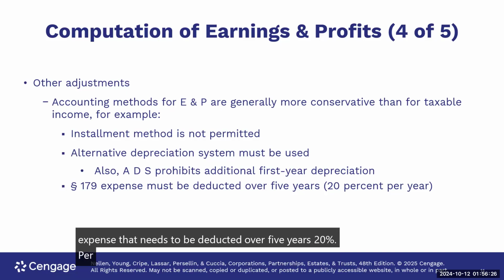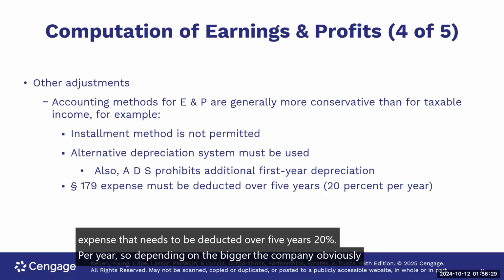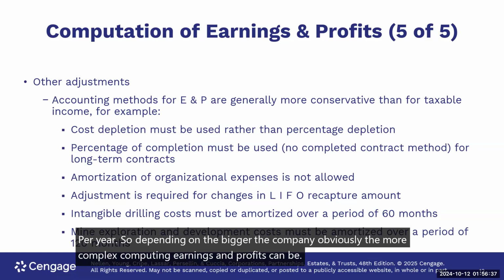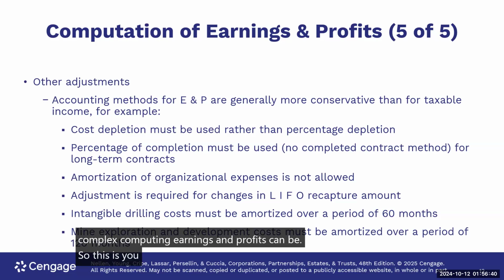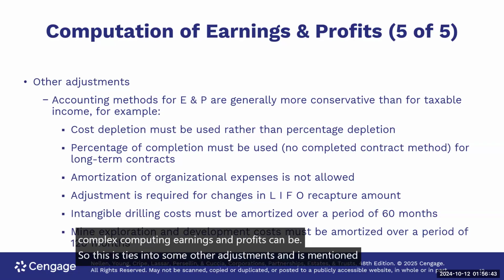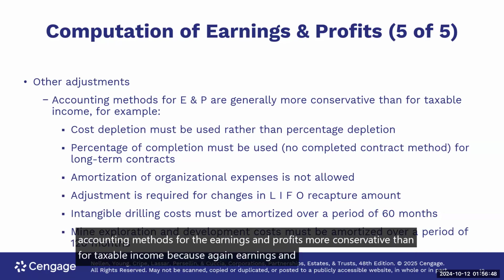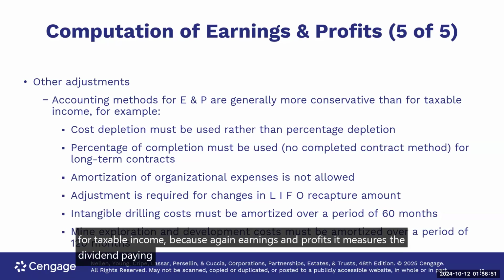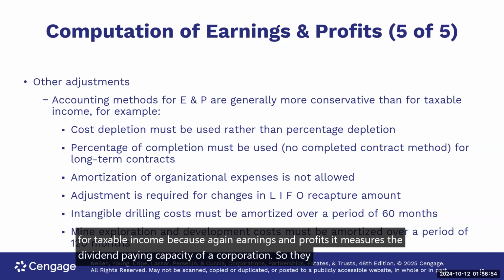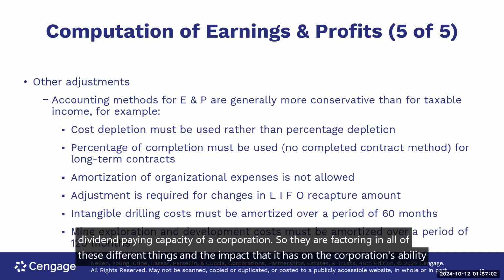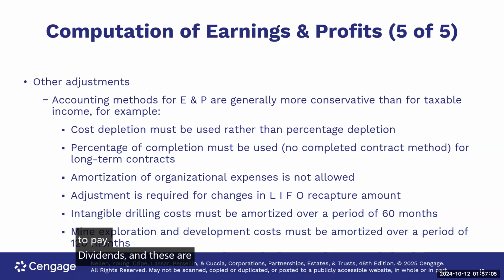Depending on the size, the bigger the company, obviously, the more complex computing earnings and profits can be. So this ties into some other adjustments and is mentioned again: accounting methods for earnings and profits are more conservative than for taxable income because earnings and profits measure the dividend paying capacity of a corporation. So they're factoring in all of these different things and the impact that it has on the corporation's ability to pay dividends. And these are just some extra adjustments.